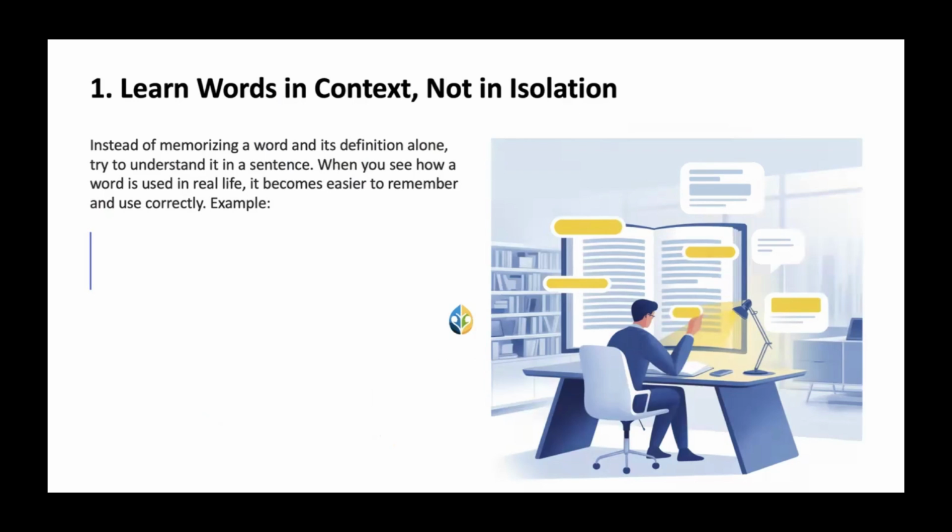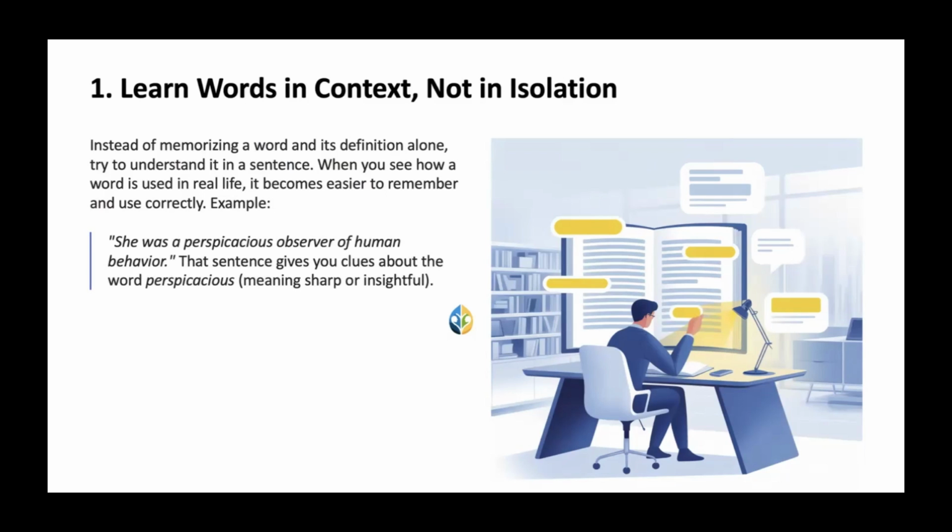All right. So number one, learn words in context, not in isolation. Instead of memorizing a word and its definition alone, try to understand it in a sentence. When you see how a word is used in real life, it becomes easier to remember and use correctly. This was really something that helped me in my study of other languages. So let's give you an example.